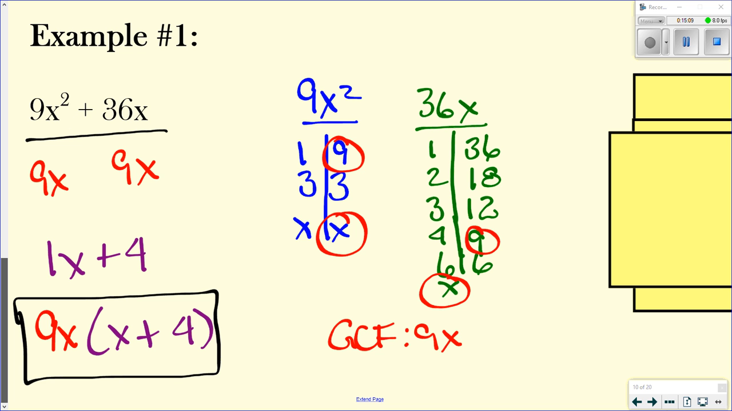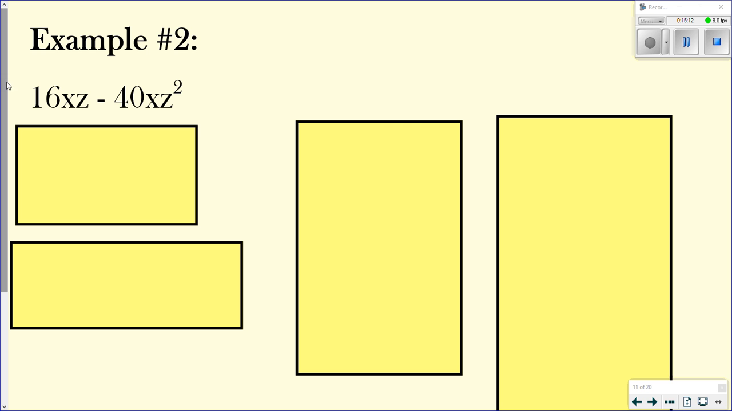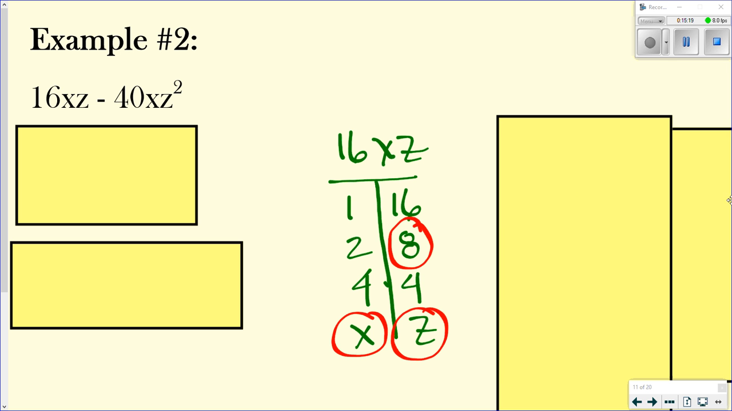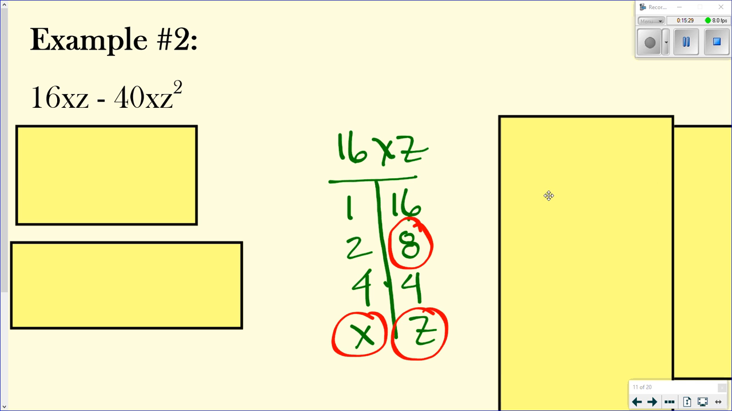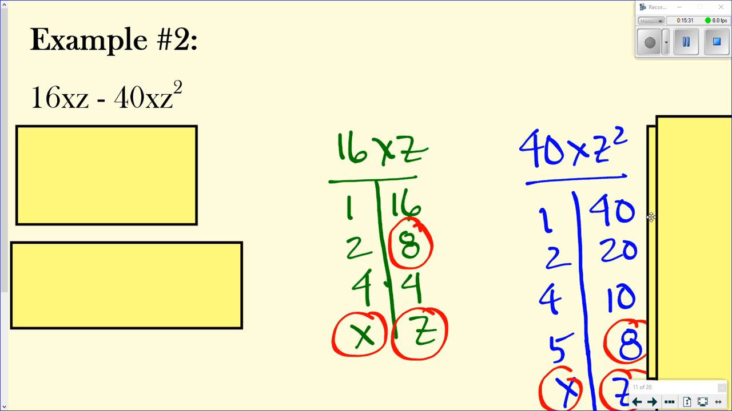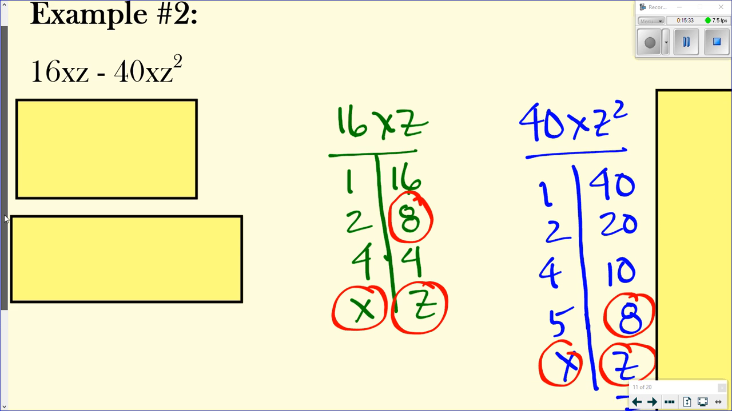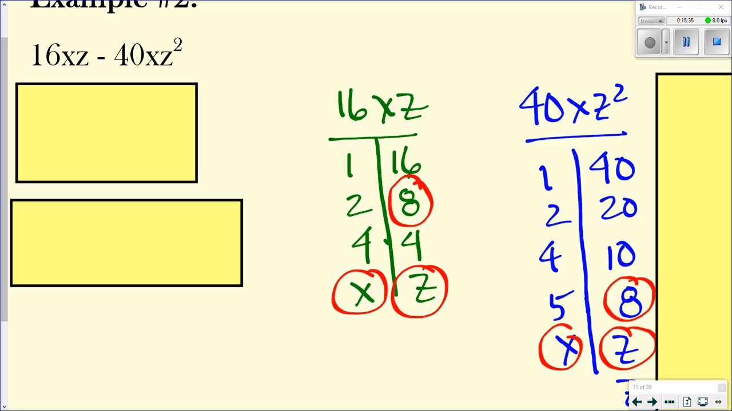Next one. Another example. First thing you do, find the GCF between those two. So for 16xz, we have 1 and 16, 2 and 8, 4 and 4, and then they have an x and a z, 1x, 1z. For 40xz squared, we have 1 and 40, 2 and 20, 4 and 10, 5 and 8, and we have 1x and the two z's.